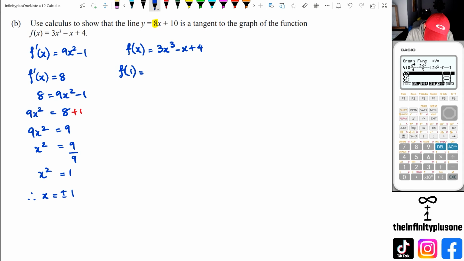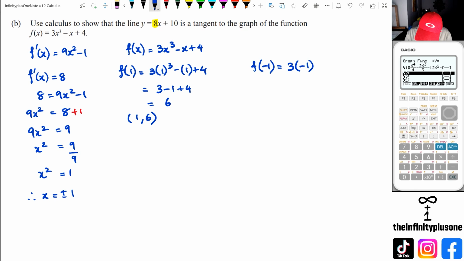So f of 1 is 3 cubed minus 1 plus 4. Now that's going to give us 3 minus 1 plus 4, which is 6. So the first point is 1, 6. F of negative 1 equals 3 times negative 1 cubed minus negative 1 plus 4. And for that, we're going to get negative 3 plus 1 plus 4. So we're going to get 2. So we've got negative 1 and 2.